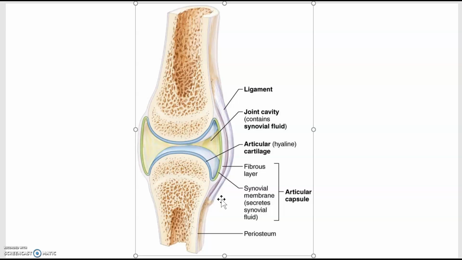And then you can have fibrocartilage pads, like in your knee. You have these fibrocartilage pads called your menisci or your meniscus. If you've ever heard of someone tearing their meniscus, they've torn that fibrocartilage pad in their knee.